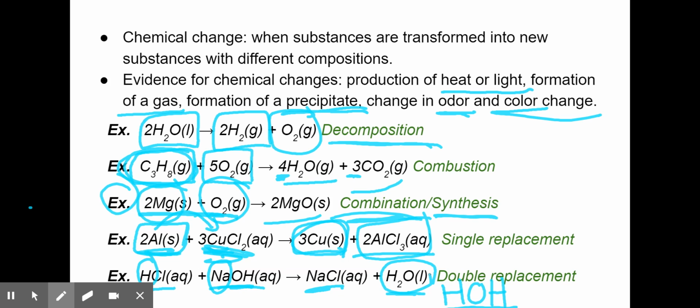Now, that double replacement reaction is also an acid-base reaction. So we'll look at some of those things. We'll look at precipitation and that kind of stuff as we go along. But those are the different types of reactions. You can see we're getting new substances every time.